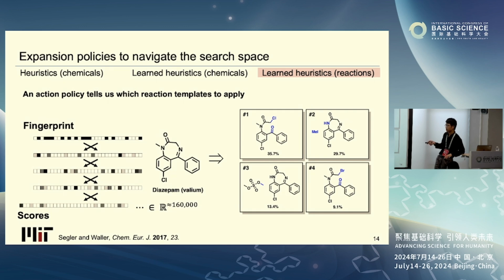The output would be like a one hot vector of a length of 160,000. By training this network, we can learn which reaction rule is most applicable to this target molecule. Then we can focus on the reaction templates that are more likely to lead to meaningful transformations.